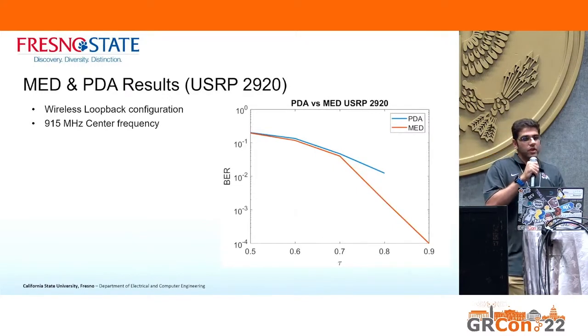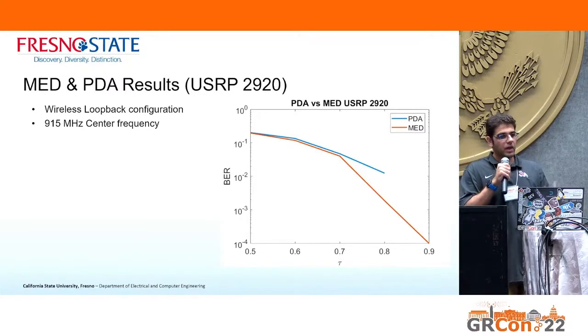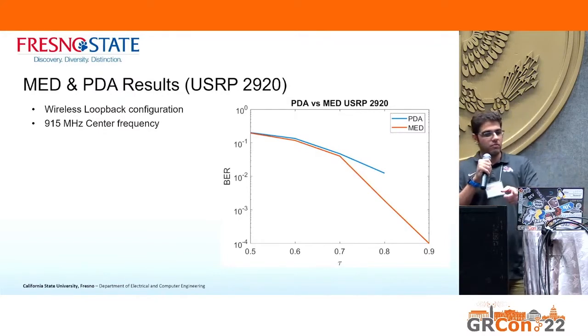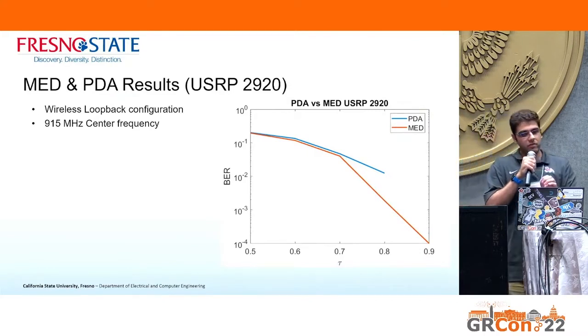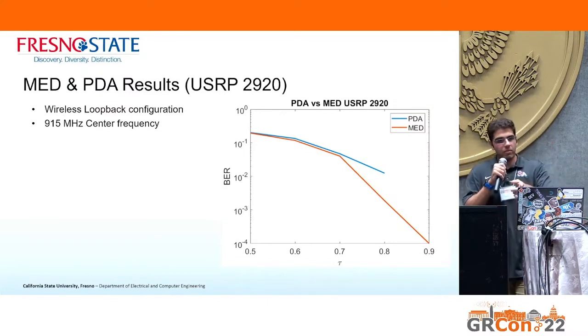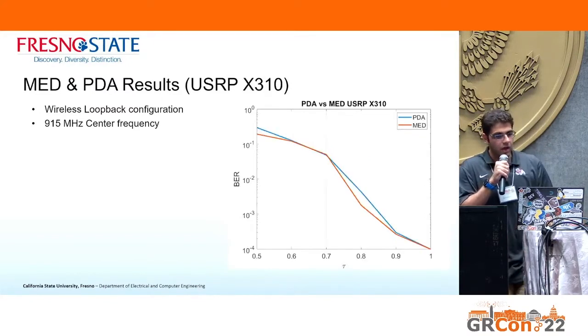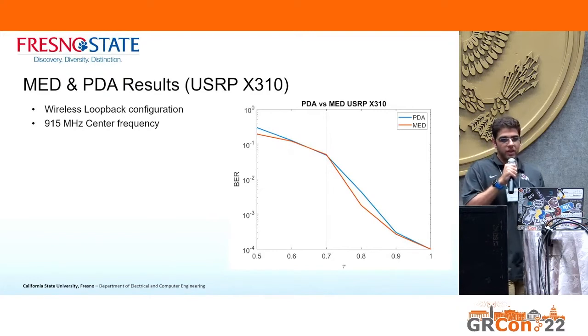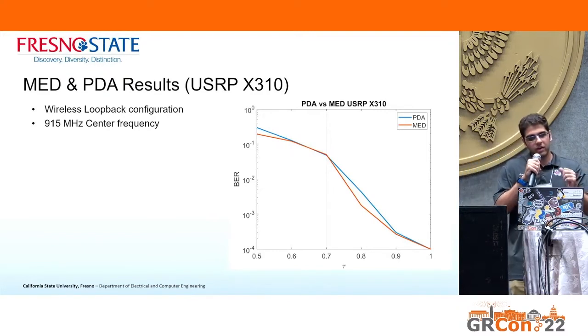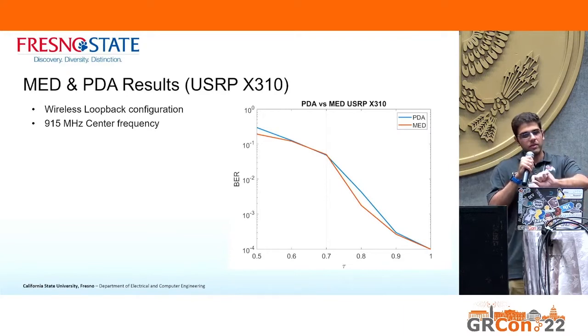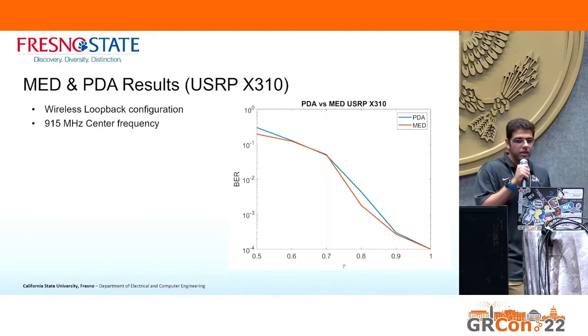Then we went to using an actual USRP, the 2920. Again, it was in a wireless loopback configuration. Here we can see that the PDA algorithm behaved similarly to the simulation, where it didn't begin making errors until tau equals 0.8. But then it starts making a lot of errors. Then we additionally tried another USRP, the X310. Here we can see their performance was similar using this USRP, and they started making errors almost immediately. This data was captured last minute.